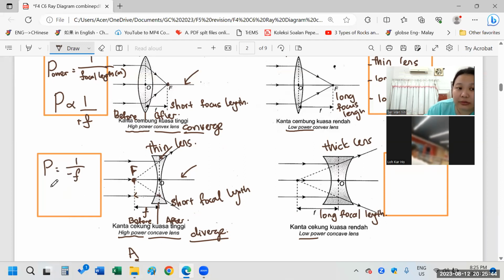Okay, negative. So power is inversely proportional to 1 over f. Positive because we use the focal point after the lens. Negative because we use the focal length before the lens.